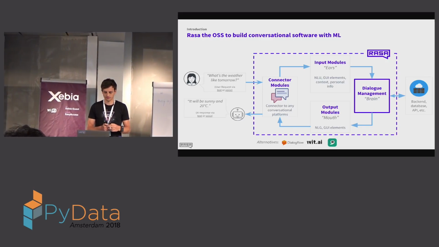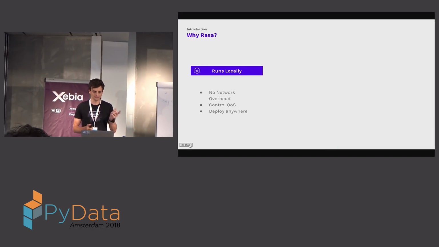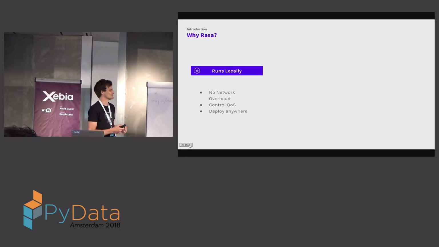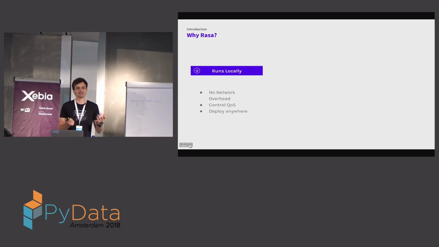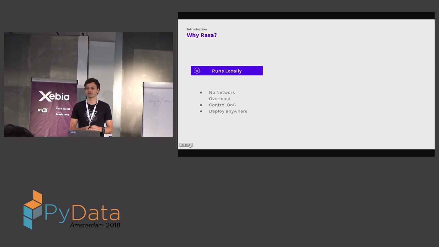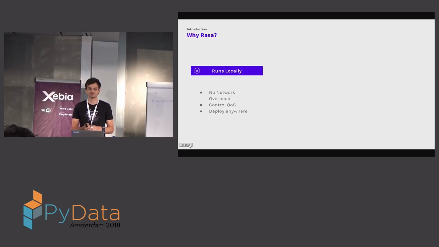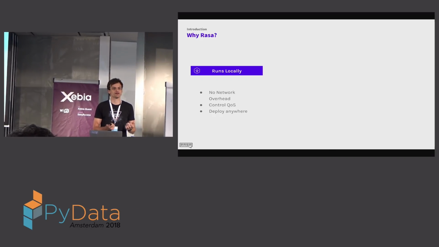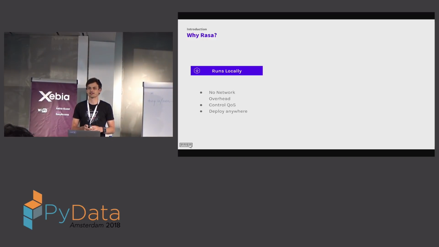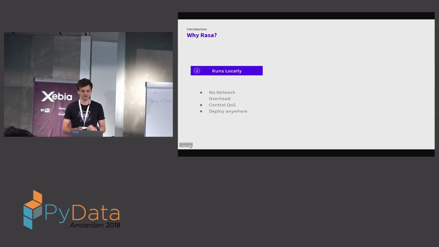We focus on a bit of a different area. So why would you want to choose Rasa over these hosted solutions? It runs locally, right? So you can just spin it up locally. You have all the control over your instance. And you can also deploy it anywhere, right? You can run it locally, you can run it in the cloud, you can run 100 instances of it in parallel to scale your load.